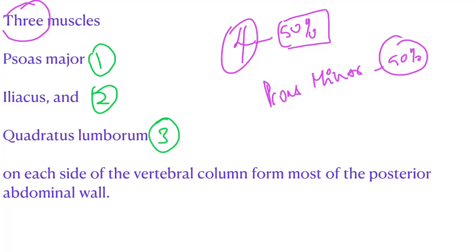But in general, these are the muscles which give the shape, which give the support to the posterior abdominal wall. They form a wall against which lie the vasculature, neurovasculature, and also the viscera of the posterior abdominal wall. On each side of the vertebral column, they form most of the posterior abdominal wall.